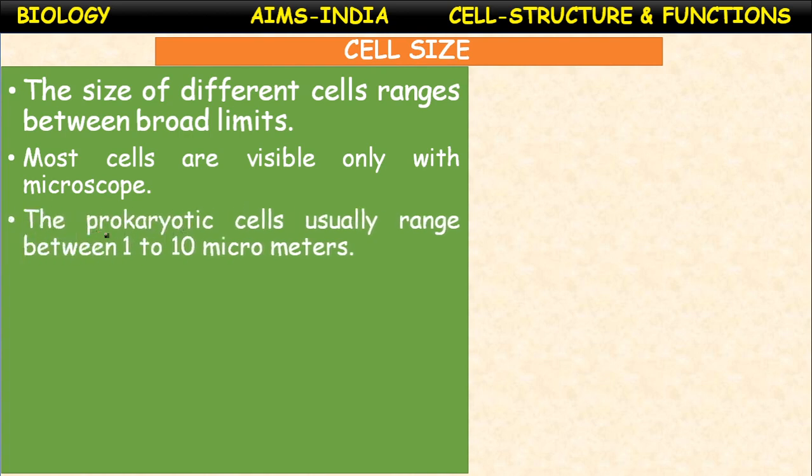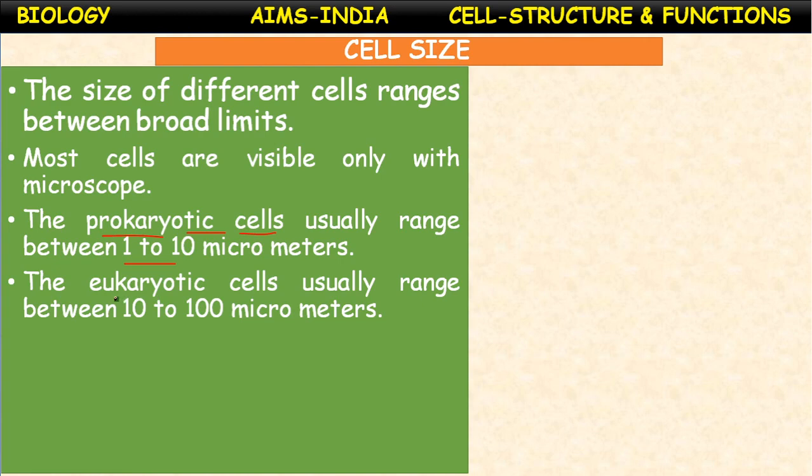The prokaryotic cells means the cells with a primitive nucleus or lack of nucleus. These prokaryotic cells usually range between 1 to 10 microns, and the eukaryotic cells range from 10 to 100 microns. It's very big in size compared to prokaryotic cells.